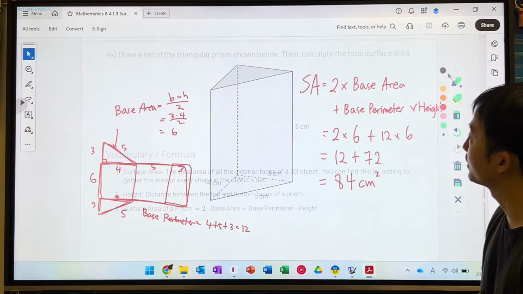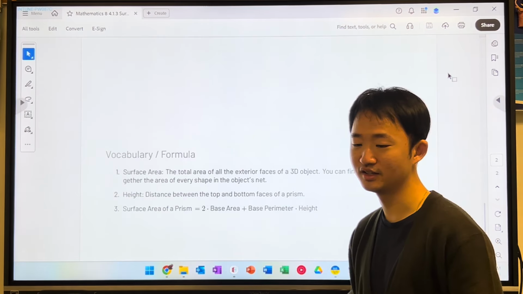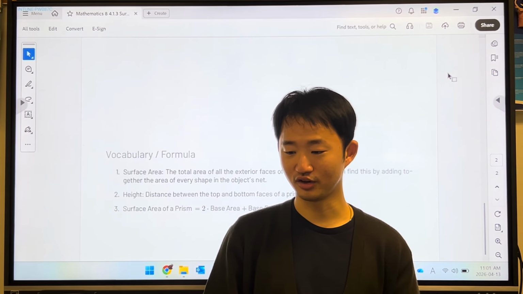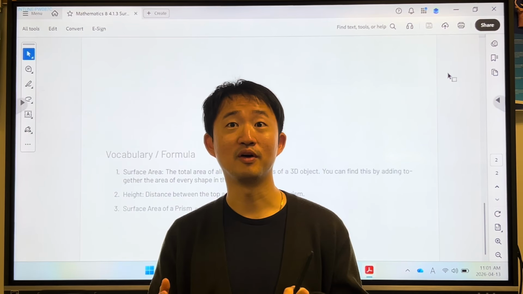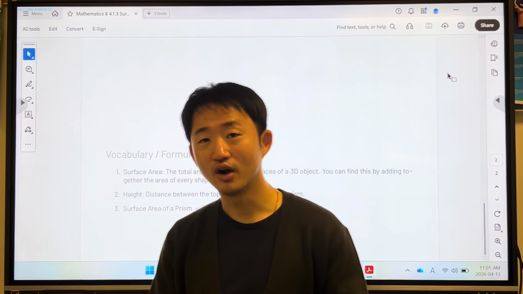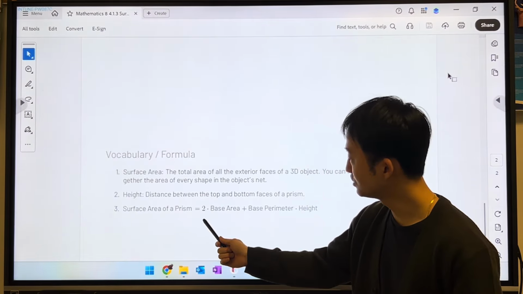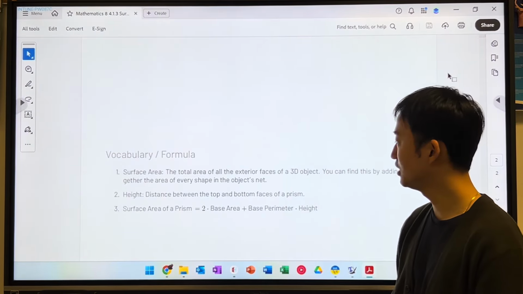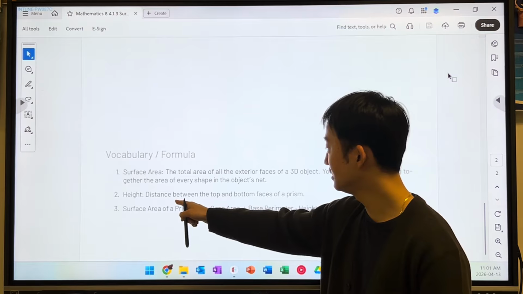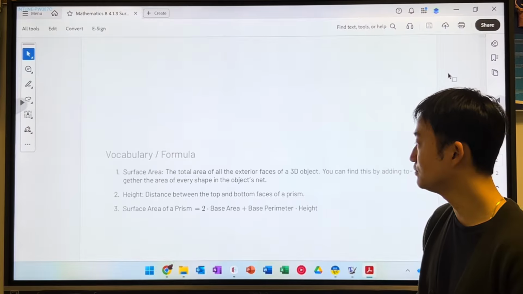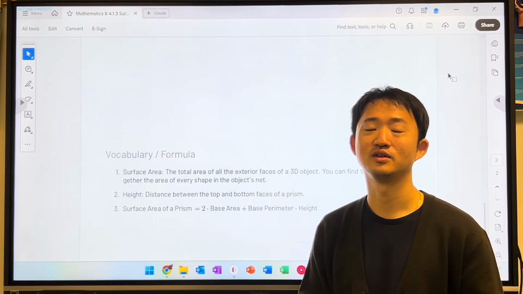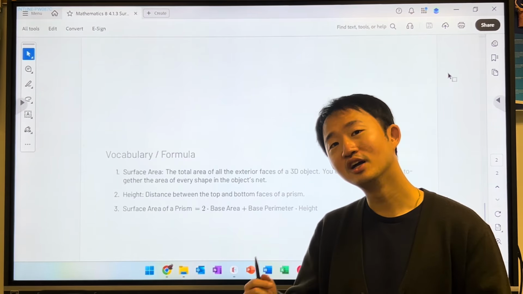Let's finish off with the vocabulary and the formula here. Surface area is the total area of all the exterior faces of a 3D object. And you can find this by drawing the net and adding all the faces together. Or we can use the other formula that I just introduced. 2 times base area plus base perimeter times height. The height here is defined as the distance between the top and bottom faces of a prism. And the base is the top and the bottom face. So if it's a rectangular prism, it's a rectangle. Triangular prism is a triangle.